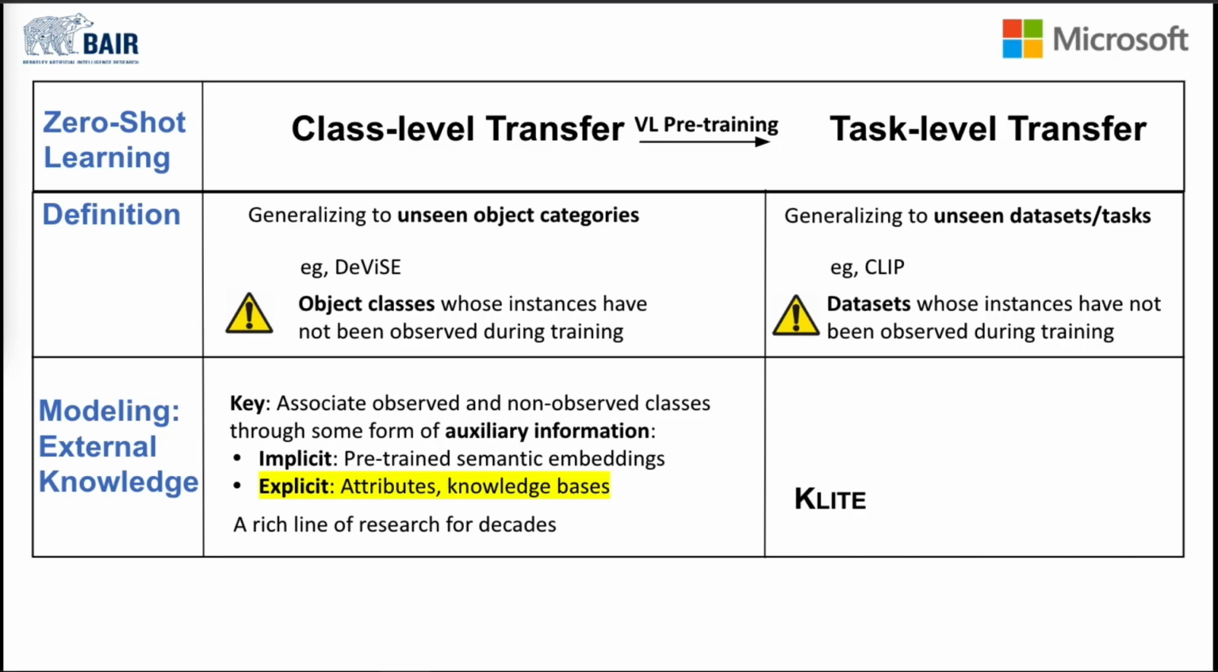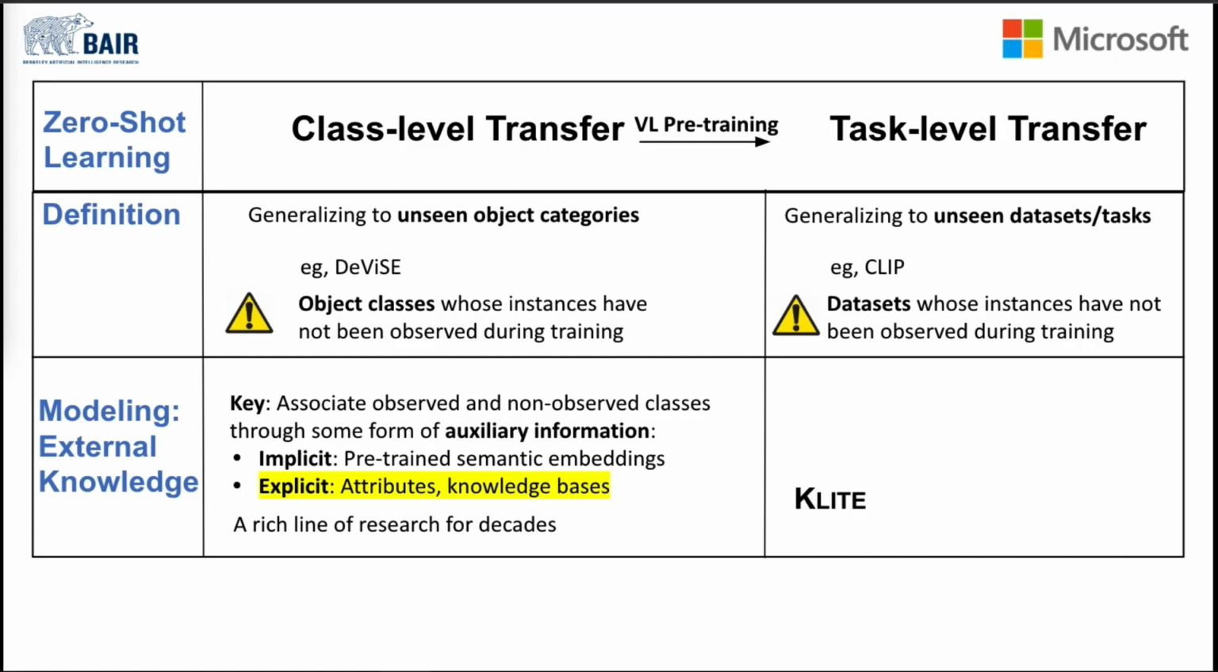Thanks to recent advances in vision-language pre-training, we have observed a clear trend of moving from class-level transfer to task-level transfer. For example, CLIP was trained on millions of image-text pairs and then evaluated on over 30 image classification datasets.